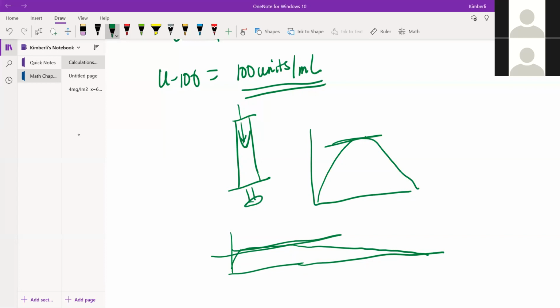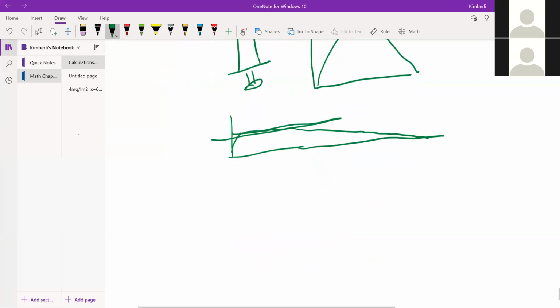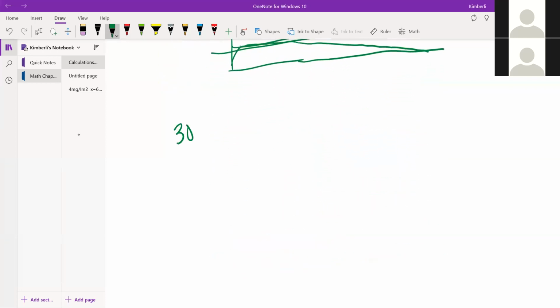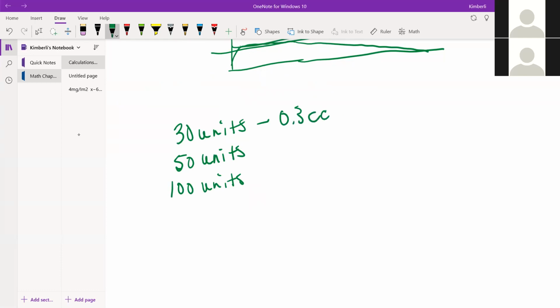Look on page 220, it shows 3 insulin syringes. It shows 30 units, 50 units, or 100 units. So the 30 units goes to 0.3 cubic centimeters or milliliters. The 50 units is 0.5 cc's or mLs. And the 100 units is 1 cc or 1 ml. Okay, so those are the 3 sizes of insulin syringes that we use.